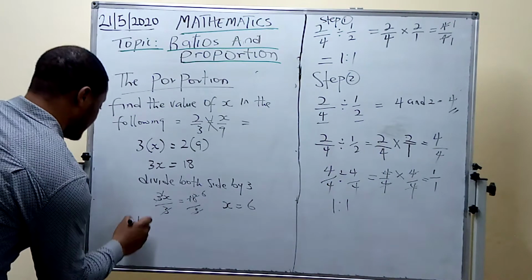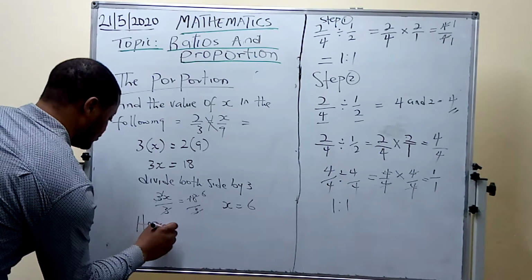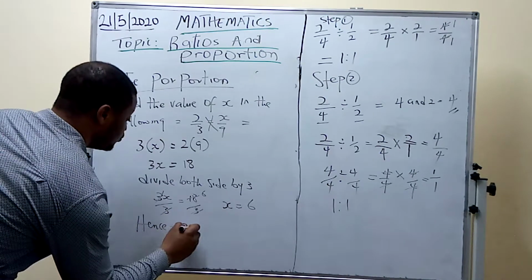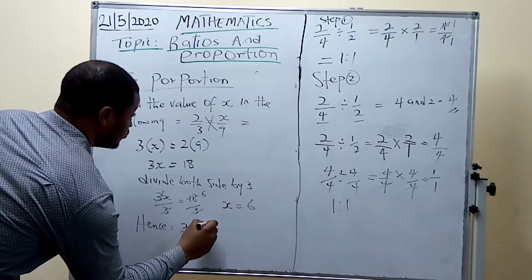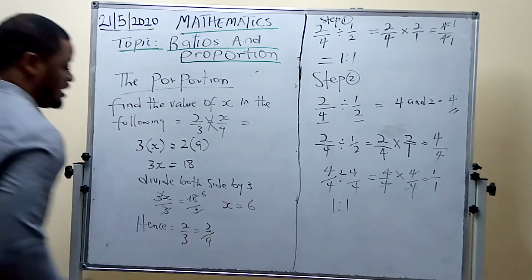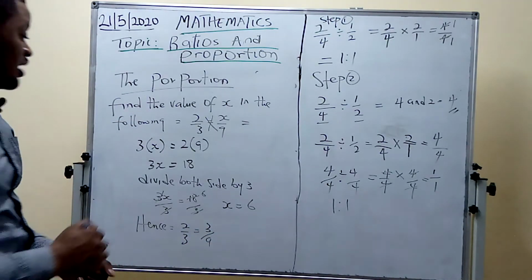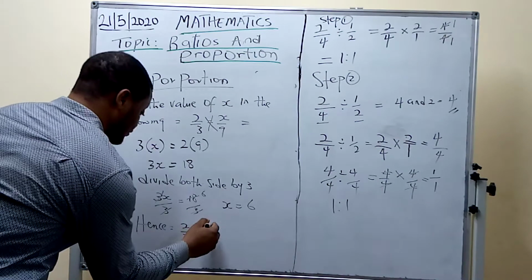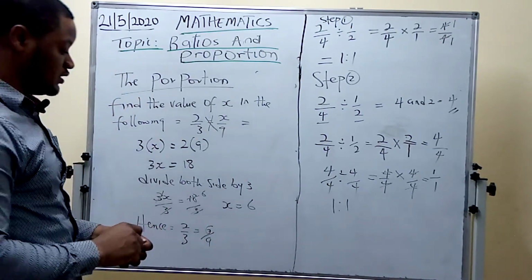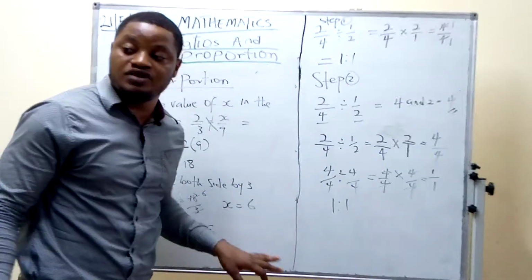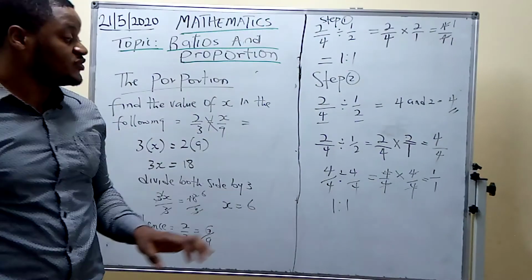So hence 2/3 is equal to 6/9, because we have gotten the value of x. And is that for today.